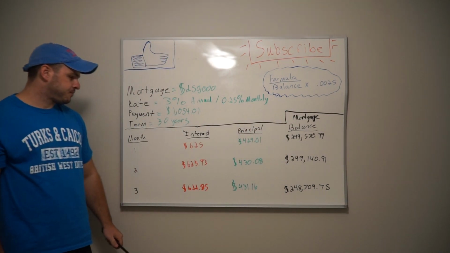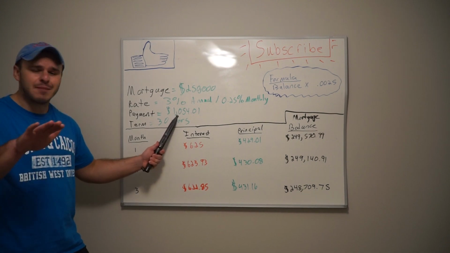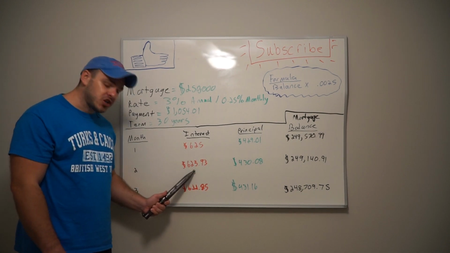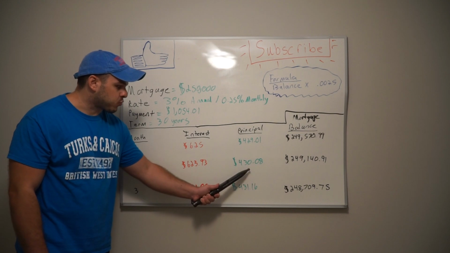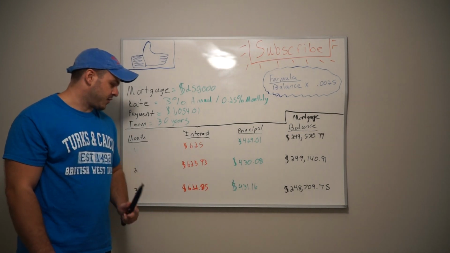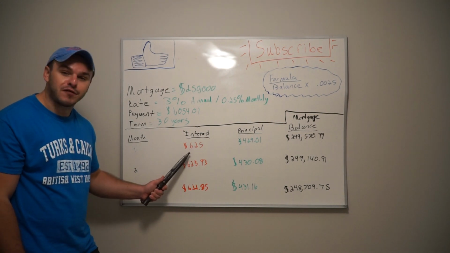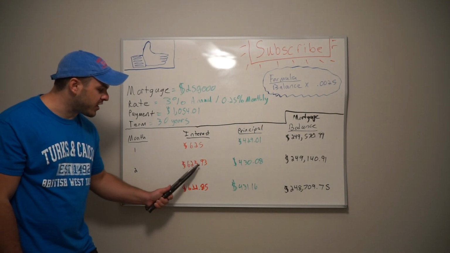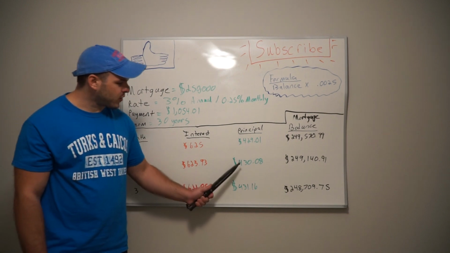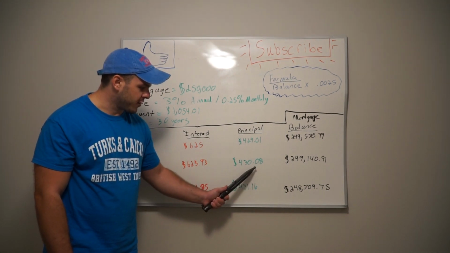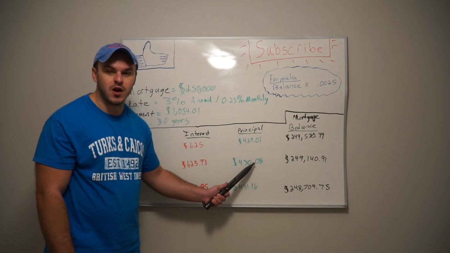Month number 2. Same payment. Your payment's the same every month. But how much interest you pay and how much principal you pay down is different. Your interest payment for month number 2 went down from $625 to $623.93. And your principal payment went up from $429.01 to $430.08.